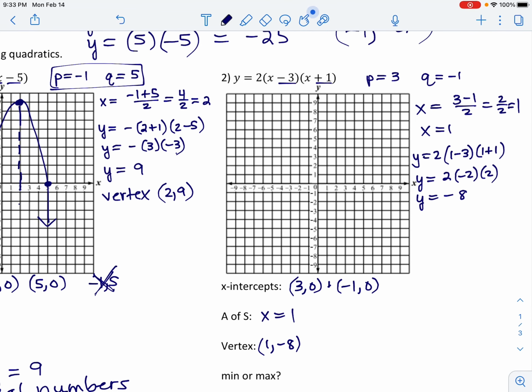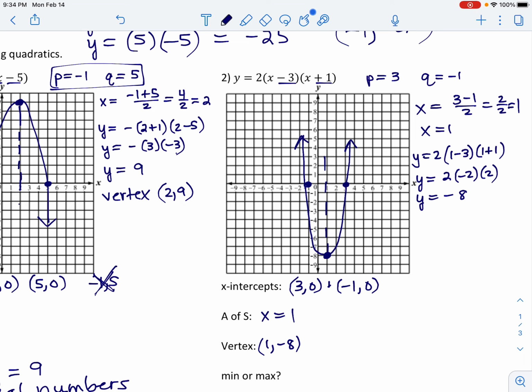Graph the vertex and the intercepts. So 1, negative 8 is down here. 3, 0 is right here. Negative 1, 0 is over here. It's 2 units away from the axis of symmetry, so I know that it cuts it directly in half. I can draw my parabola.